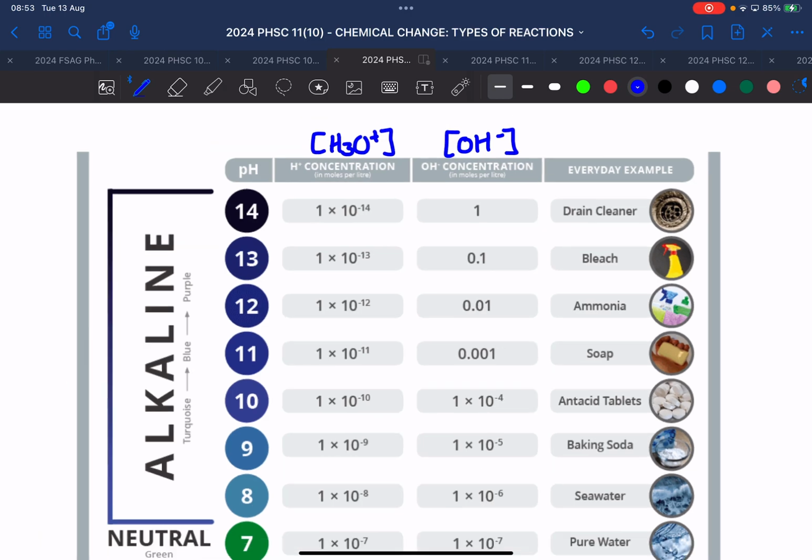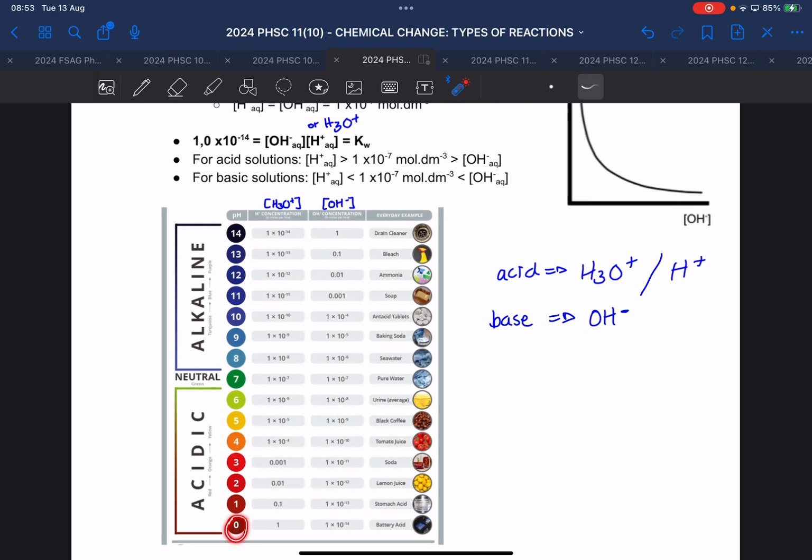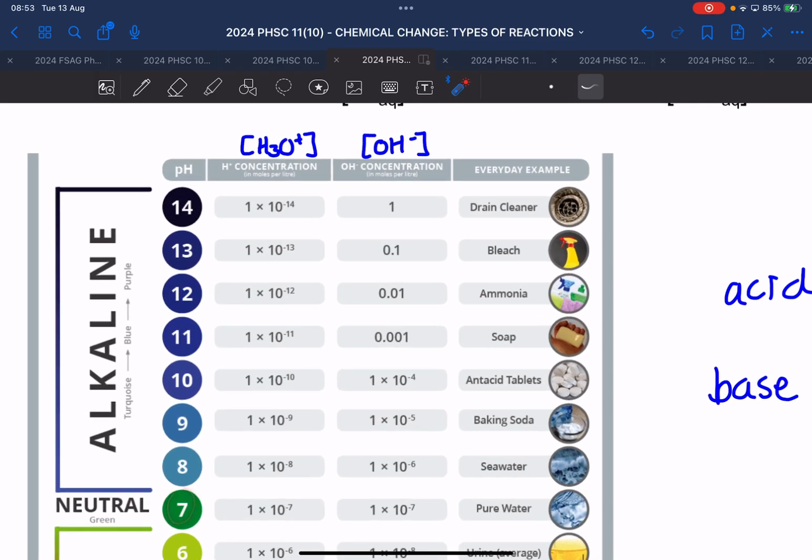Now, if we look at something like pure water, we know it is neutral. So the pH, you have heard about pH before? The pH is 7, that is neutral. The pH scale goes from 0 to 14. So a pH of 7 is neutral. There you can see the concentration of the hydronium ion is 10 to the power negative 7, and the concentration of the hydroxide ion is 10 to the power negative 7.